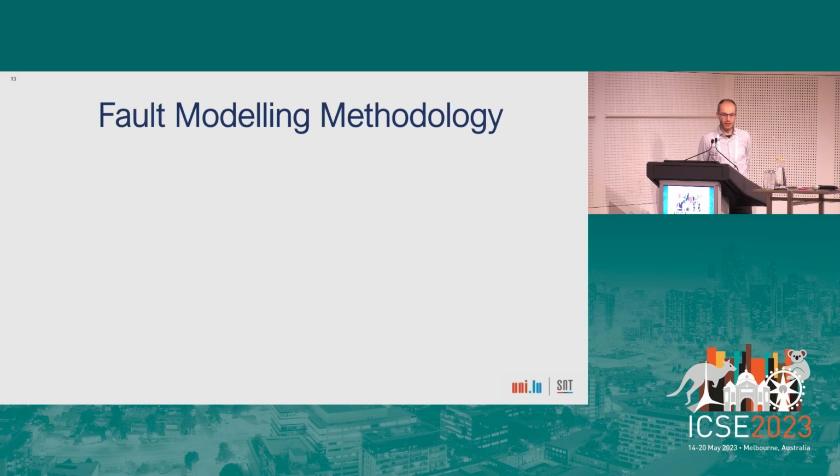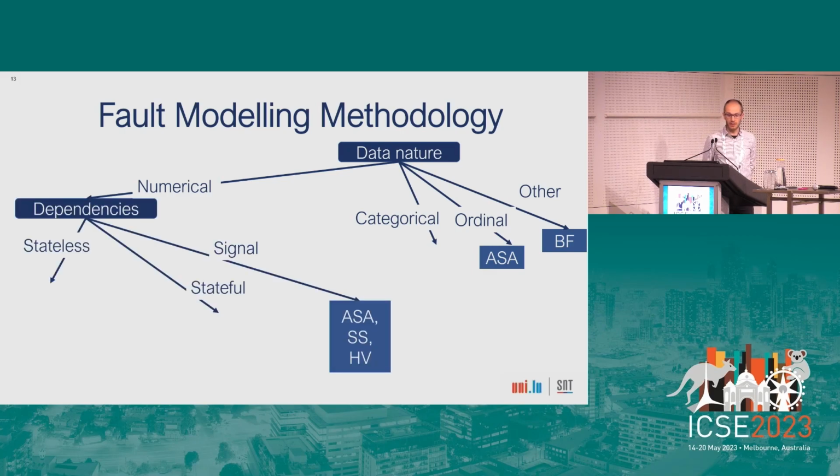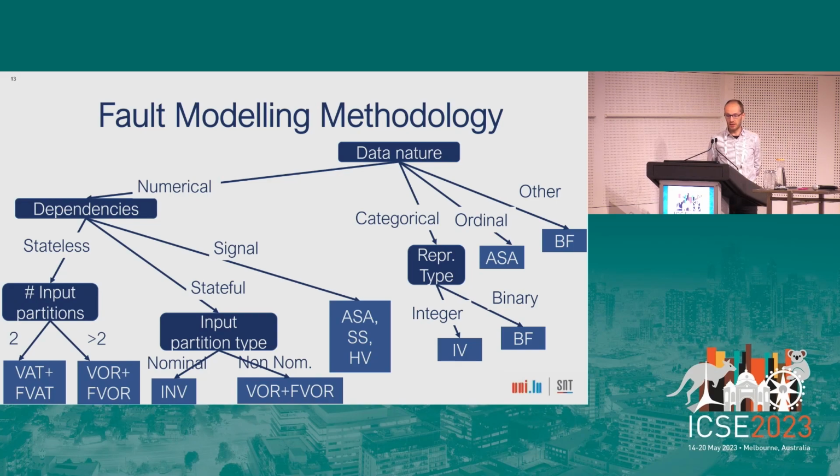We also provide in our paper a fault modeling methodology that mainly aims to suggest to the engineer how to define mutations that avoid equivalent mutants, which means that we suggest how to select mutation operators that are going to generate data that is non-equivalent, from a testing perspective, to the data that was already exchanged by the components. So quickly, what drives the identification of the mutation operator is the nature of the data, the dependency between the different data values, the number of input partitions, the type of input partitions, or the representation type of the data. You have the details in the paper.